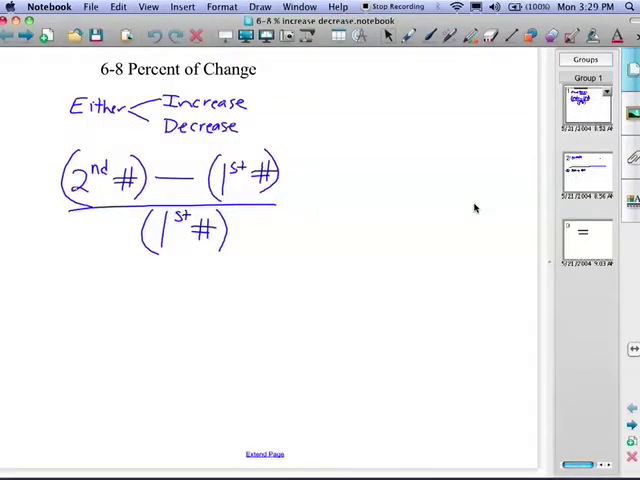6-8, percent of change. In this lesson, you're going to have either an increase or a decrease in percent. You're either going to go up or you're going to go down. The formula for finding the percent of change is rather simple. You'll be given two numbers.